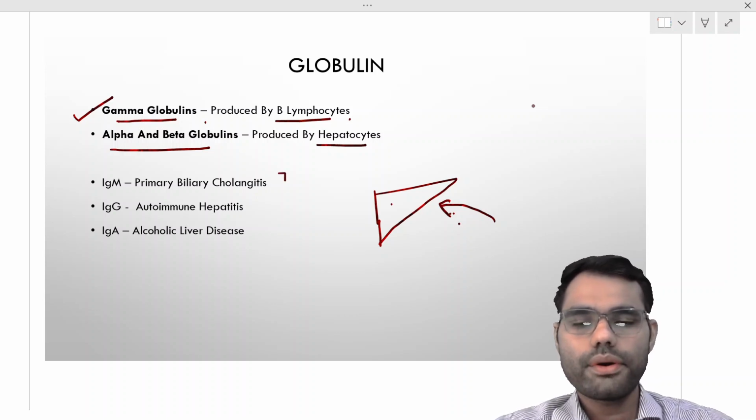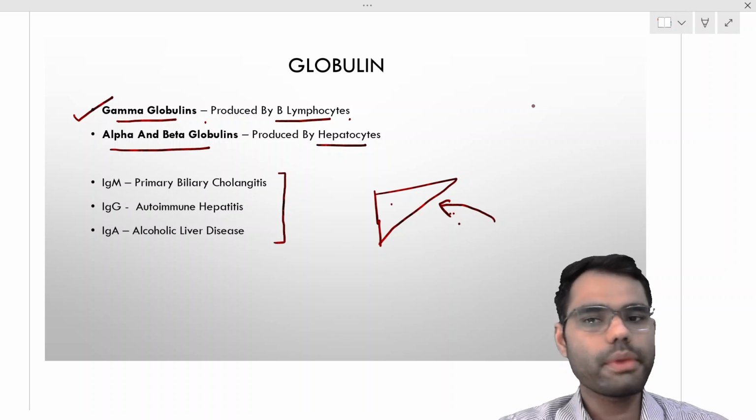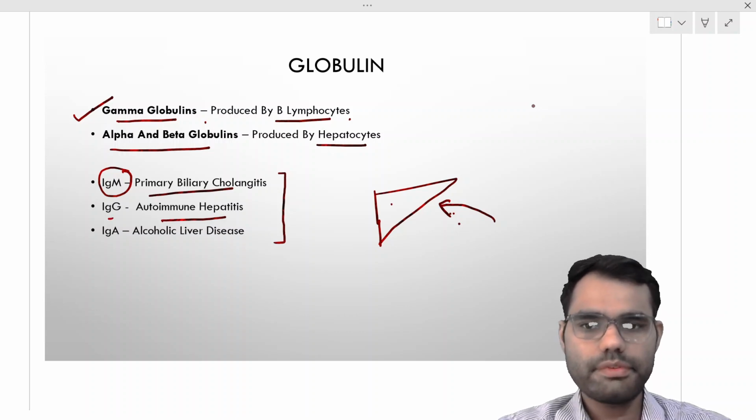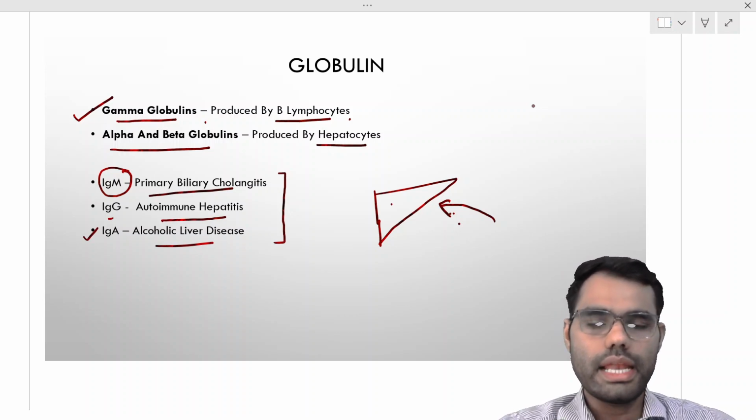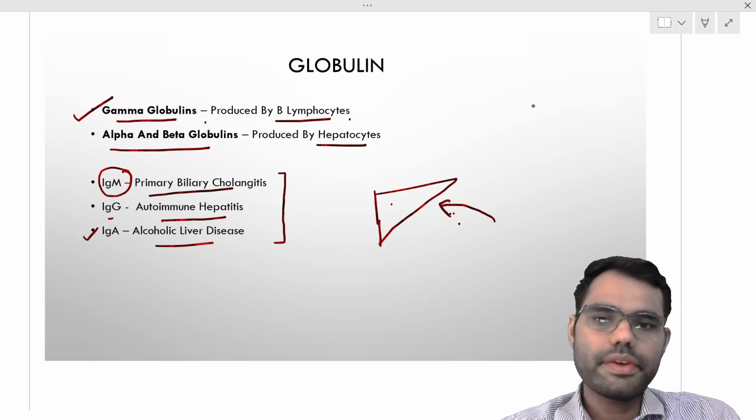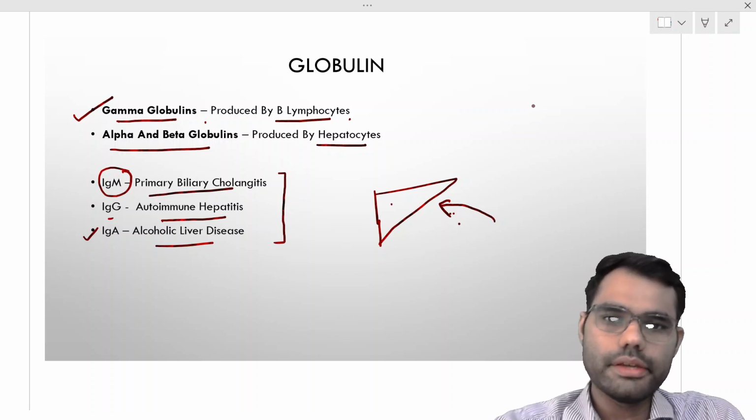So therefore in all these causes of cirrhosis there is elevation of gamma globulins with some specific isotypes. Like IgM is specific for primary biliary cholangitis. In autoimmune hepatitis, IgG will be seen. In alcoholic liver disease, we will see IgA elevation, right? So these are the gamma globulins which can be found elevated in specific causes of cirrhosis of liver, right?